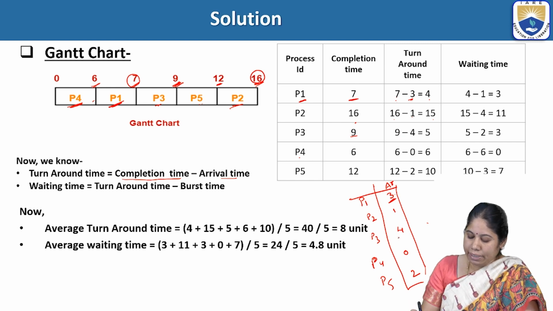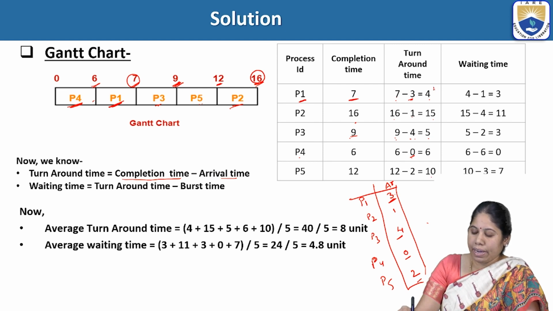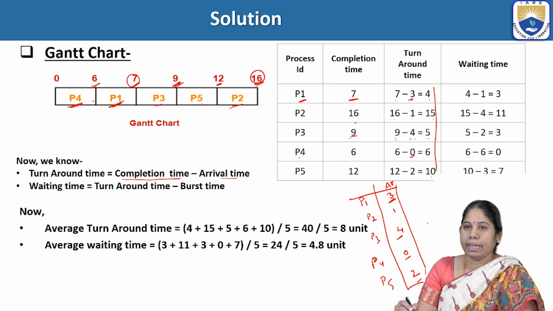Now look at P3. P3 is 9, completion time minus arrival time, 9 minus 4 equals 5. Now P4. P4 is 6, completion time minus arrival time, which is 0. 6 minus 0 equals 6. For P5, completion time 12 minus arrival time 2 equals 10. So these are the values of turnaround time for the different processes P1 to P5.